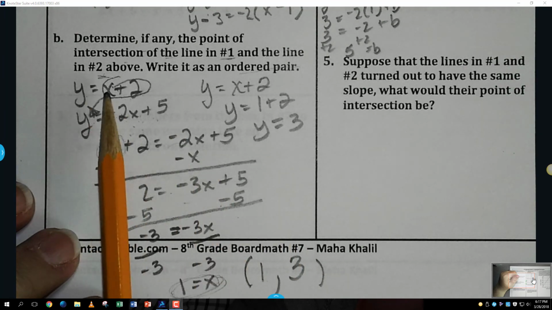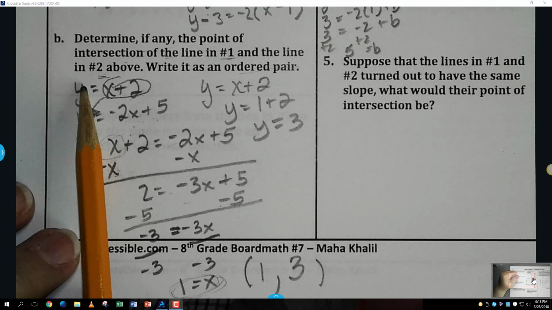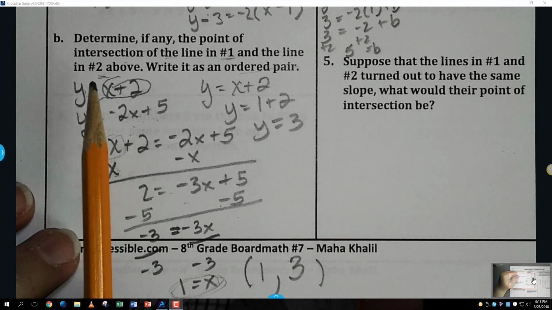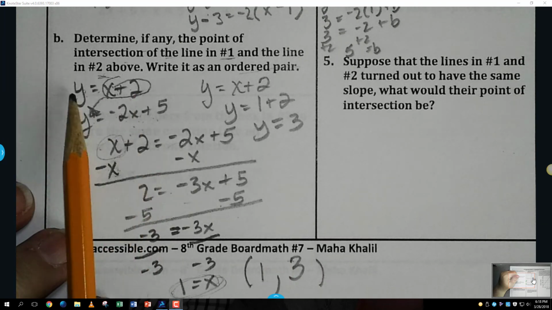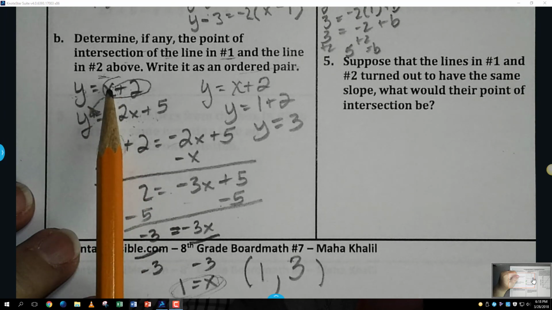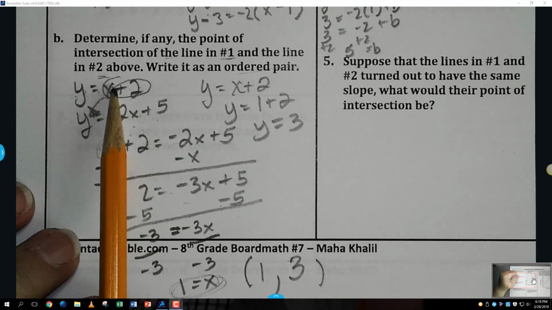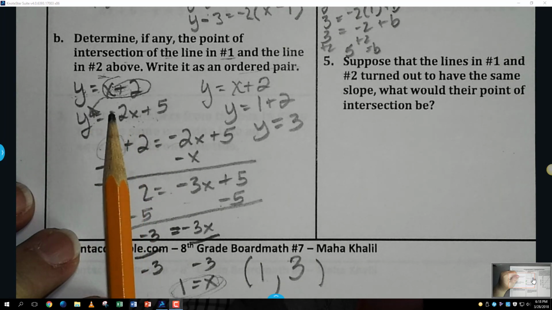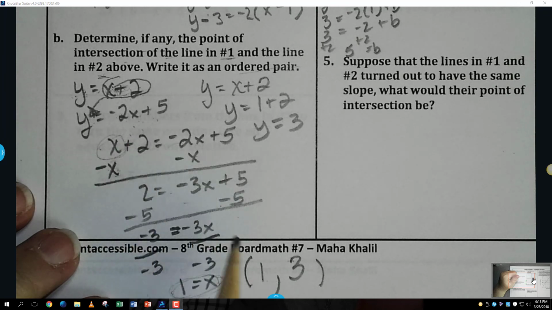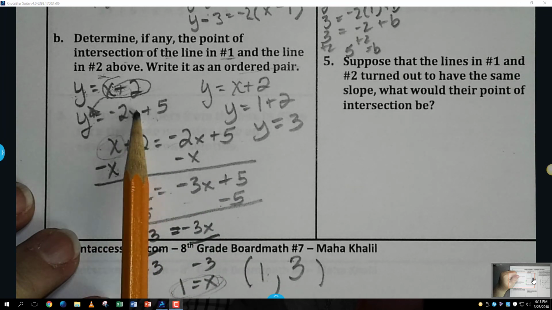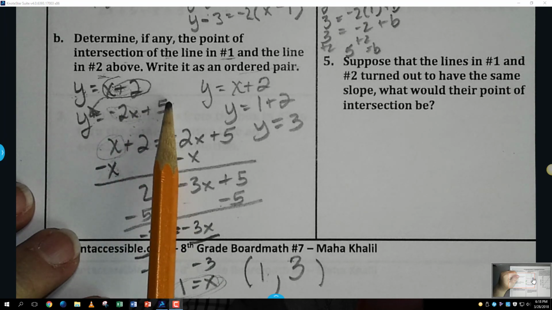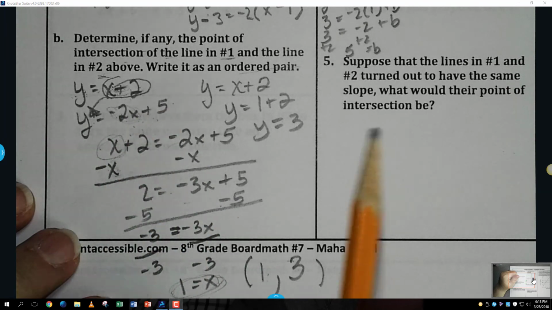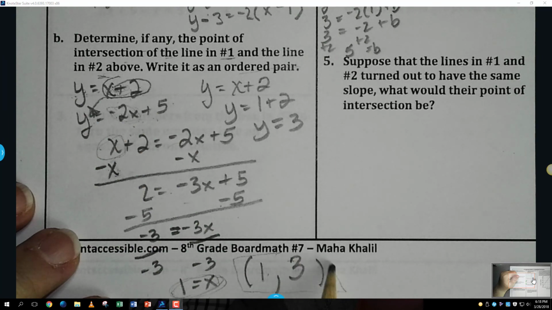And the way we can check that is if I substitute the 3 in, because that's y, and the 1 in, both sides should be true. So if I put the 1 right here for x, 1 plus 2 is 3. Oh, and y is supposed to be 3, so that works. Down here, if I have negative 2x and I substitute in the 1, that would be negative 2 times 1, which is negative 2. Negative 2 plus 5 would be 3. Oh wait, yeah, y is supposed to be 3. So this is a solution of where these two lines would cross.